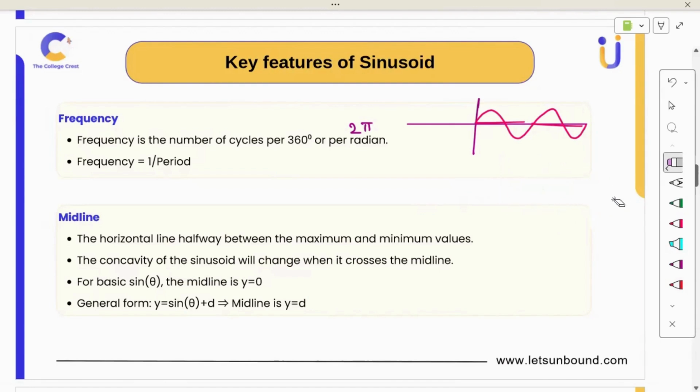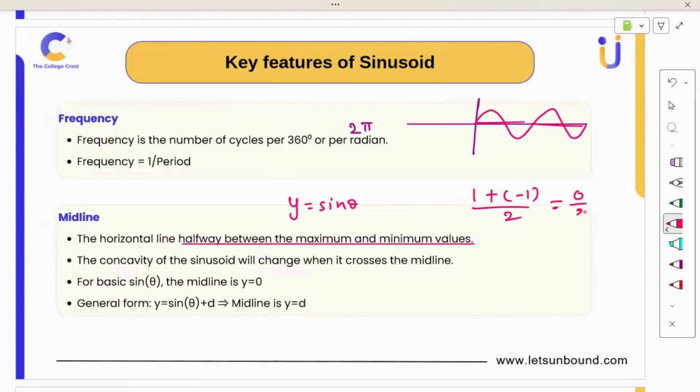Fine. And the last one is the midline, the horizontal line halfway between the maximum and minimum values. If you know the maximum and minimum, just add and divide by 2. That is your midline. For example, y equal to sine theta: maximum is 1 plus minimum is minus 1, divided by 2. 0 by 2 is 0. And y equal to 0 is your midline. That is the x-axis. The concavity of the sinusoid will change when it crosses the midline. When we discuss concavity, this will be useful. For basic sine theta, the midline is 0, as we just did.